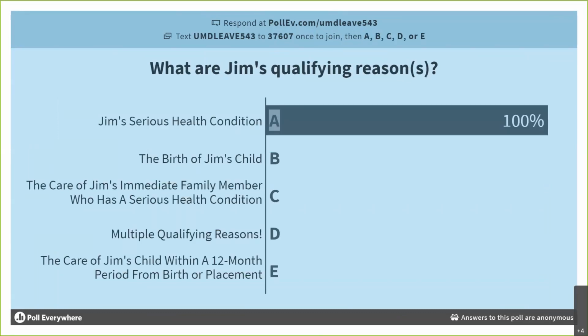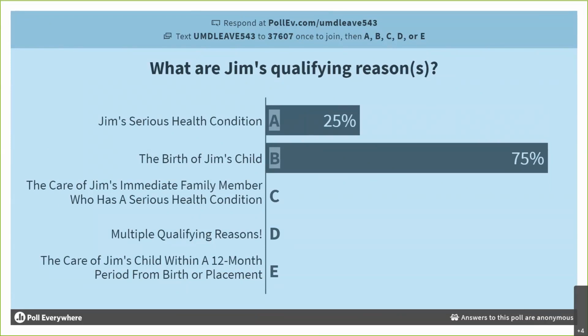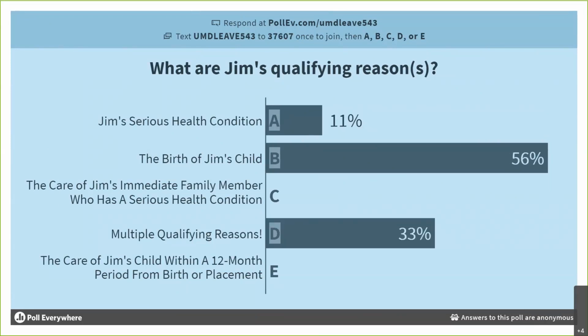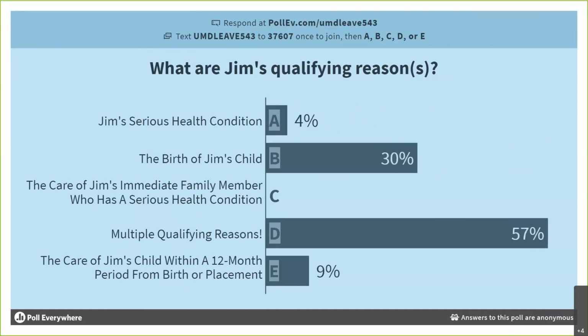Now, here is the key. What are Jim's qualifying reasons? Somebody said Jim has a serious health condition. Maybe he is exhausted from the birth of the child and getting up in the middle of the night. The birth of Jim's child, the care of Jim's immediate family member who has a serious health condition, multiple qualifying reasons, the care of Jim's child within a 12-month period from birth or placement.